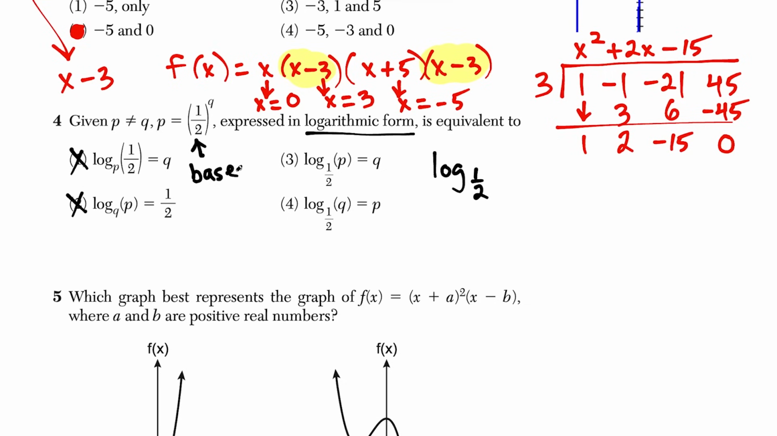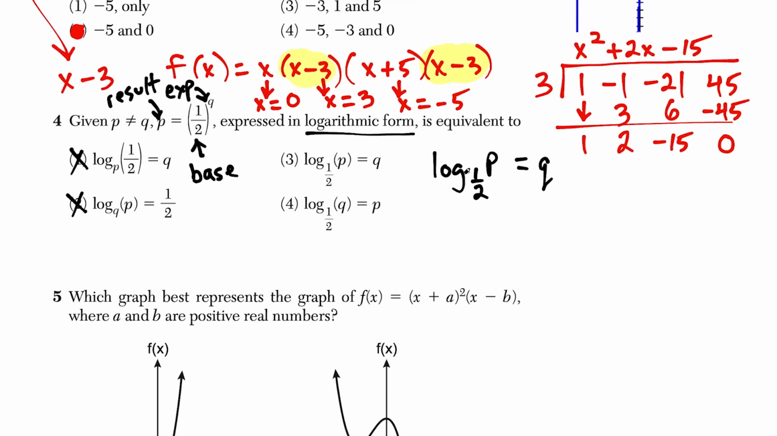So 1 and 2 are out. And then what we have next is that our exponent is going to go after the equal sign. So the exponent here, the q, is going to go after our equal sign. So we have q going over here, and the result goes inside the log. So I have log base 1/2 of p is equal to q.